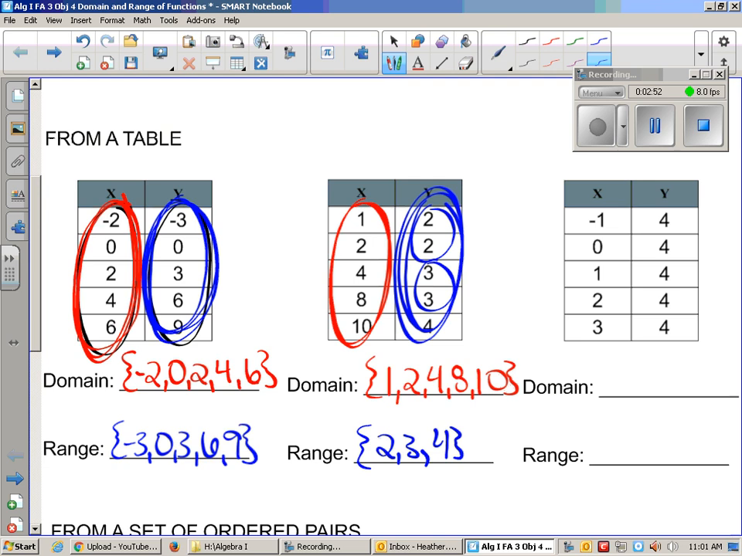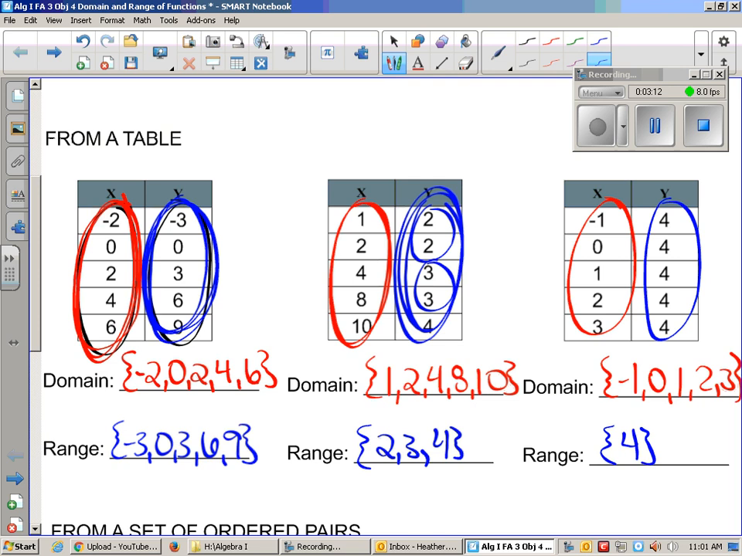This last one, domain, all my x's. Those are all different numbers. My range, all the same number. So when I write that down, I'm not going to write 4 down 5 times. I'm just going to write it once, and that's my range.